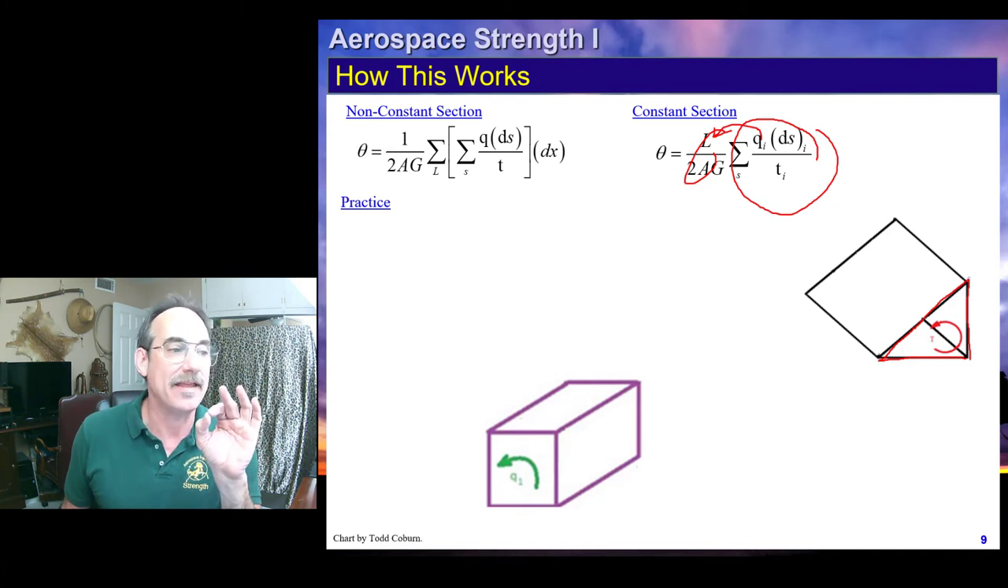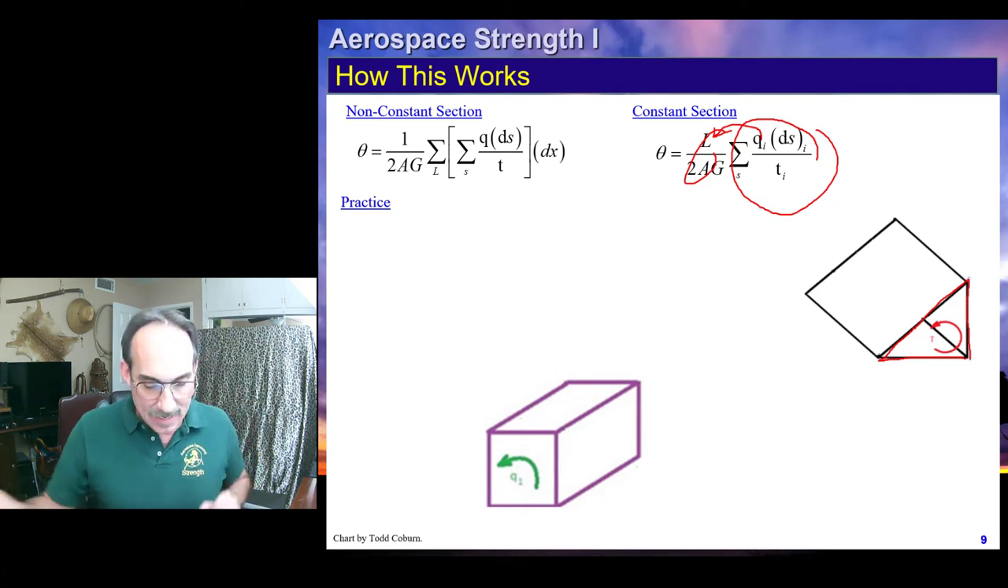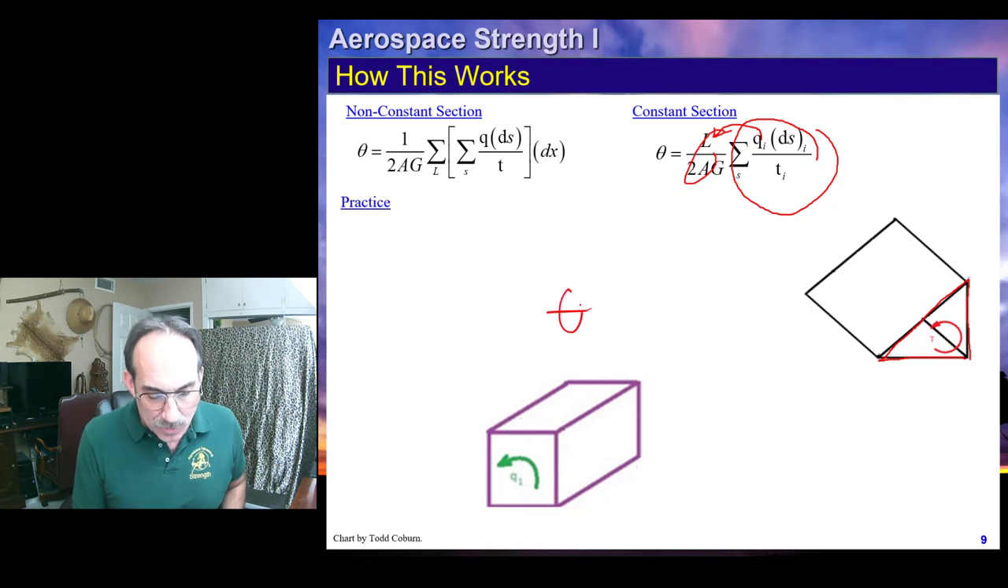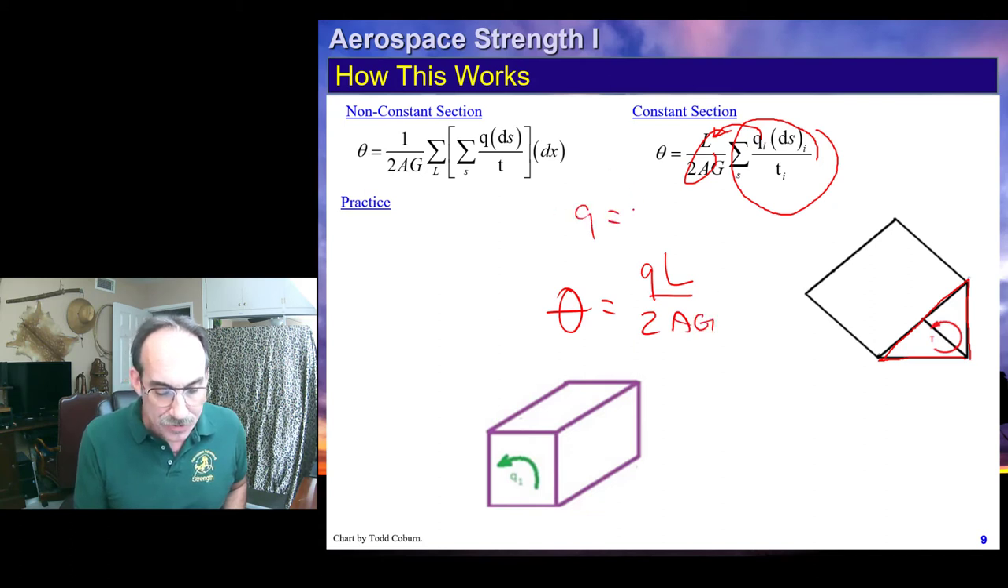We pull that out of the integral, so our theta, this is also a constant section. So our theta is just QL over 2AG, where Q is equal to, remember, T equals 2AQ, therefore Q equals T over 2A. So we plug that in here, that's constant, and then we have this.